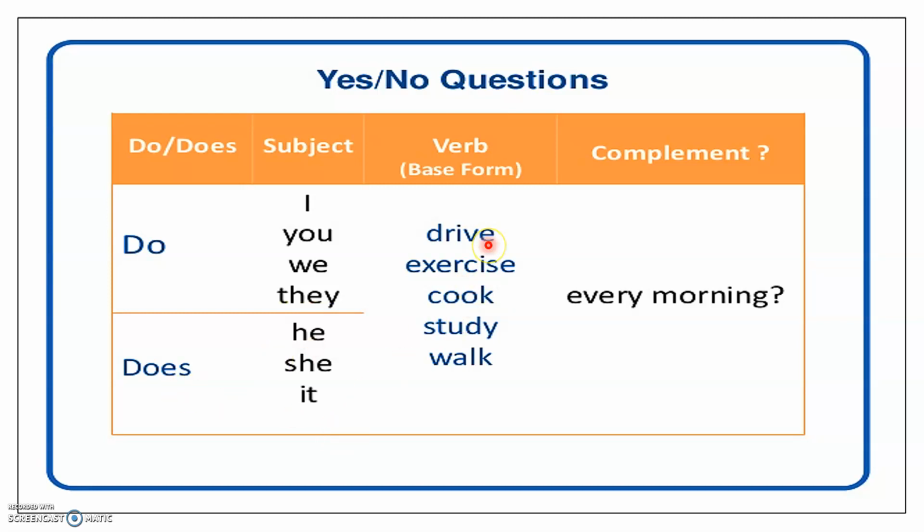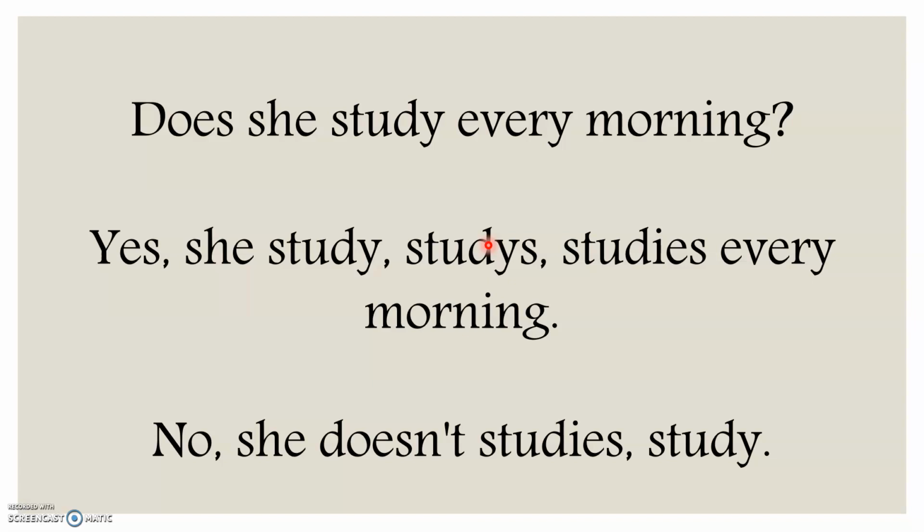Does she drive every morning? Yes, she drives every morning, or no, she doesn't drive every morning. So you need to make sure and you need to look at the subject to decide whether to use do or does to start your yes or no question in the simple present tense. So for example, does she study every morning? We started the question with does because we're asking about she, singular subject.